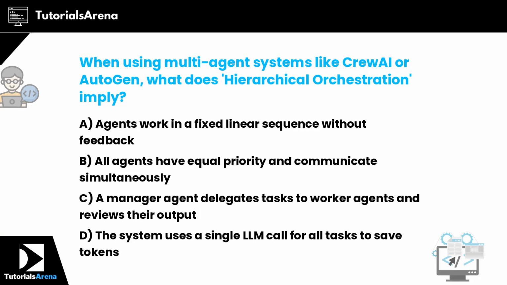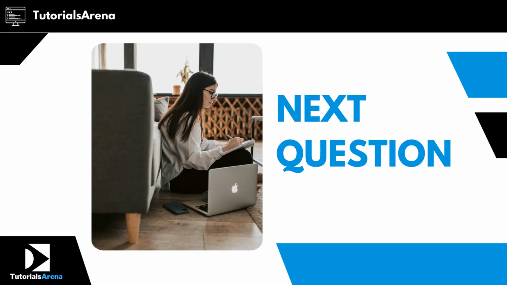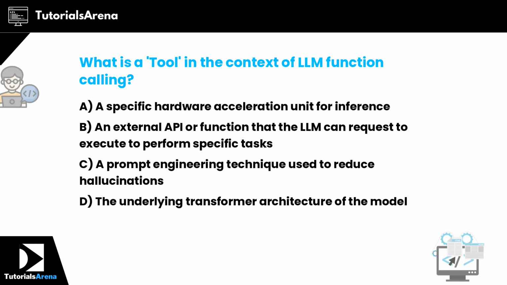When using multi-agent systems like CrewAI or AutoGen, what does hierarchical orchestration imply? The correct answer is option C. A manager agent delegates tasks to worker agents and reviews their output. What is a tool in the context of LLM function calling? The correct answer is option B. An external API or function that the LLM can request to execute to perform specific tasks.